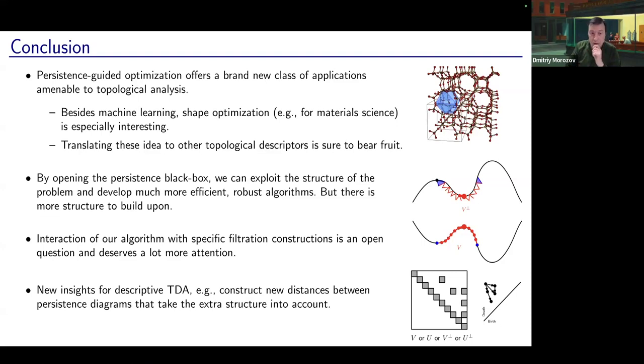But I think there's a lot more work to do. The interaction of this algorithm with various filtrations is a wide open and very interesting problem. I also think this offers some new insights for descriptive TDA. Namely, you can construct distances between the diagrams that take more of the structure into account, but that's a topic for a separate talk.